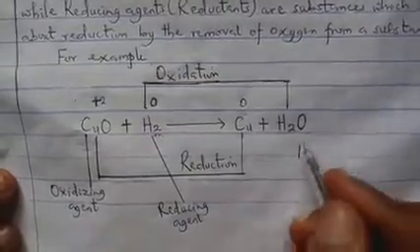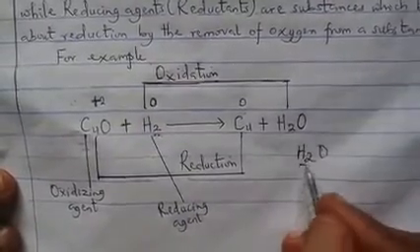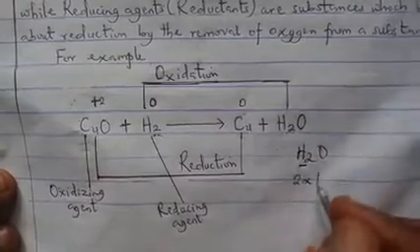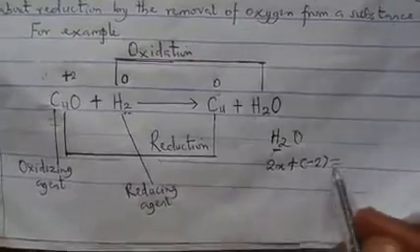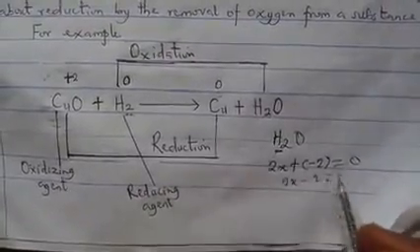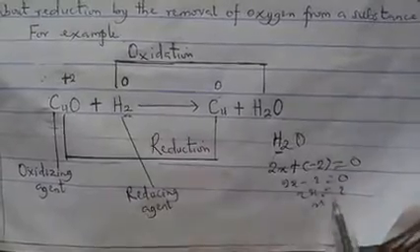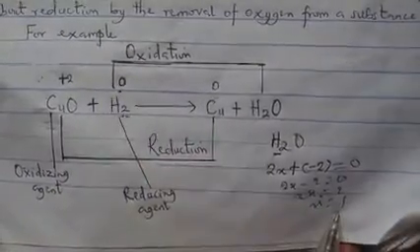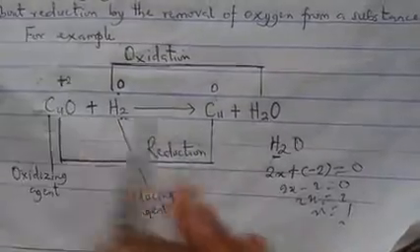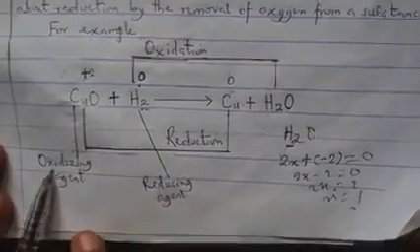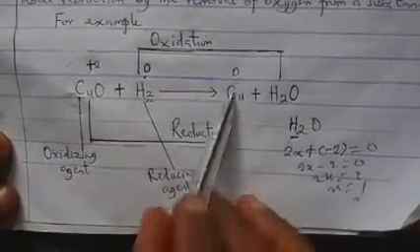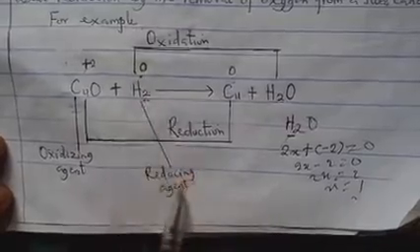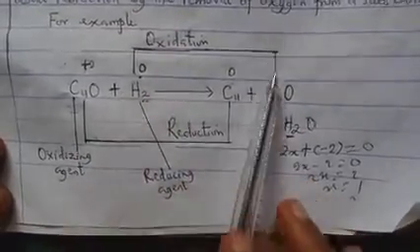Just take a look. H2O, let me assign 2x plus minus 2 equals 0. So 2x minus 2 equals 0. So 2x is 2. x is 1. So that means from 0 to plus 1. This one from plus 2 to 0. So CuO is oxidizing agent because it has undergone reduction, while H2 is reducing agent because it has undergone oxidation. I hope you are following me.